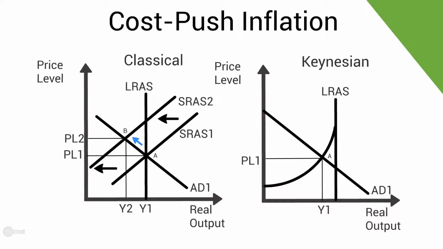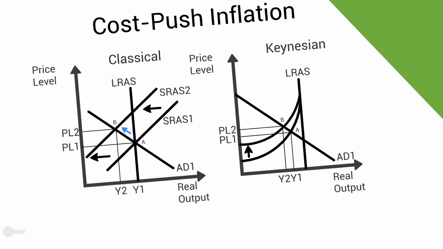When there is the price shock, which is the increase in the price of oil, the LRAS curve shifts upwards, and this causes there to be a new equilibrium in the economy, which is at point B. At equilibrium B, the price level in the economy is higher, which is the cost push inflation, and real output is lower, Y2 rather than Y1. The price level is PL2 rather than PL1.